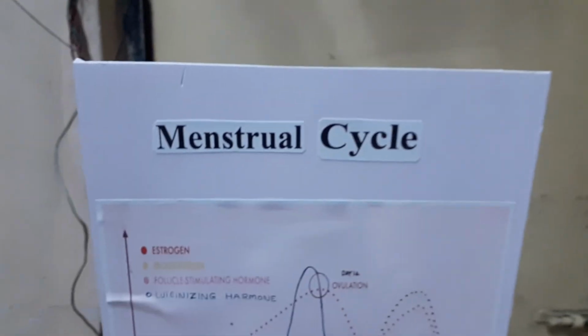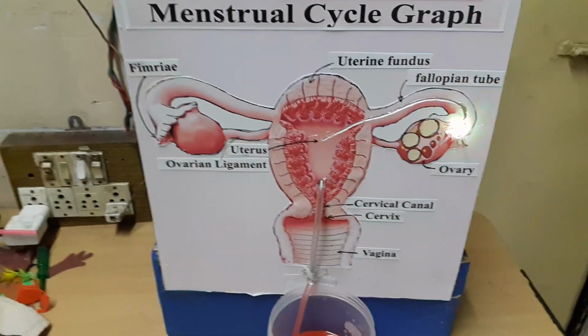The name is menstrual cycle. We are explaining the menstrual cycle using a graph as well as a working mechanism.